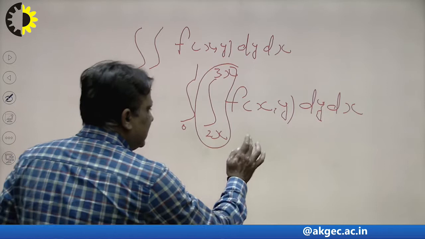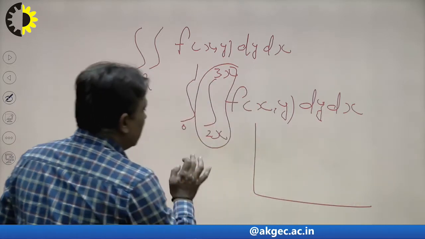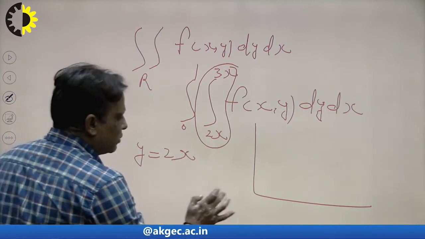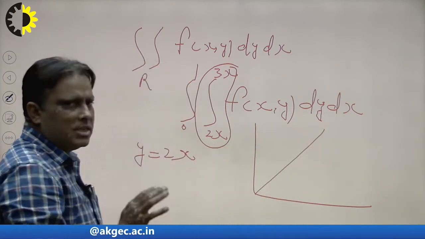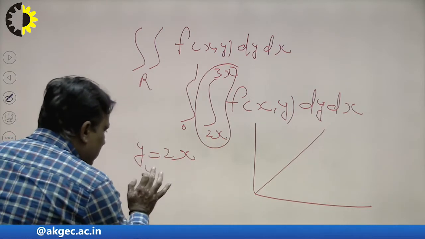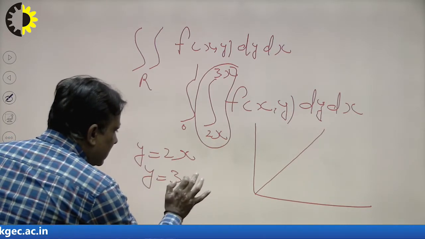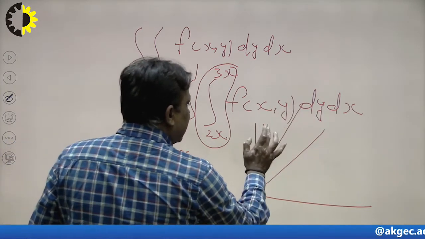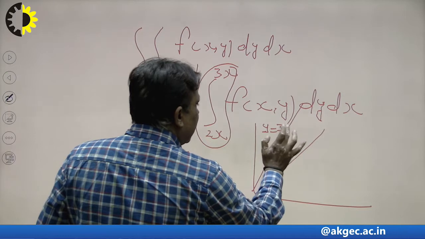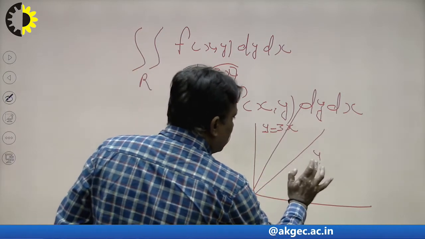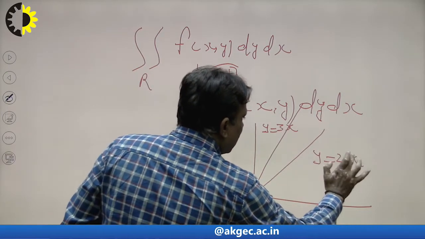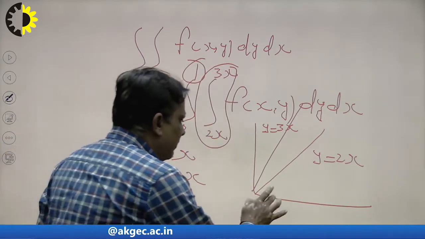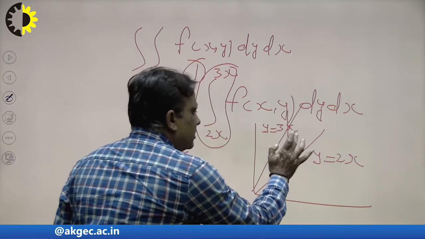Suppose I consider a diagram here. This is the limit y equals 2x, a straight line passing through the origin, and the upper limit is y equals 3x. So I write here y equals 3x, and this is y equals 2x. Now this is the limit of x, that is, x equals 1, which will be parallel to the y axis. So this is x equals 1.